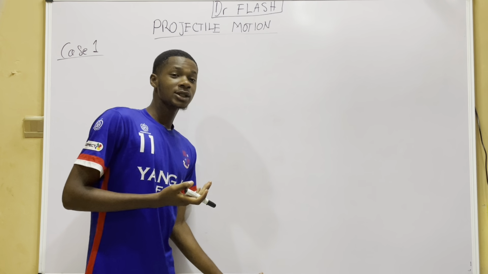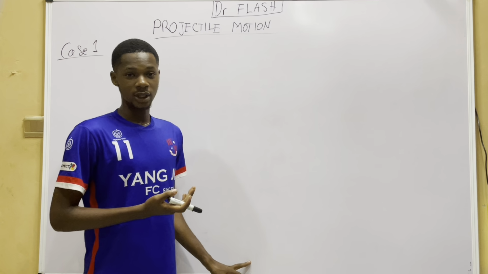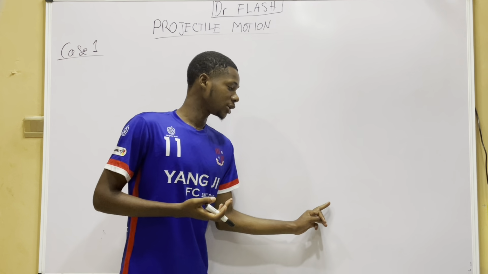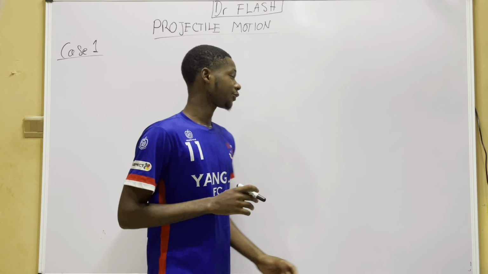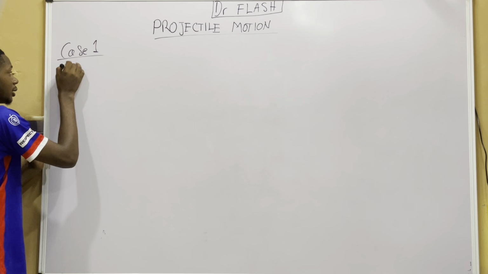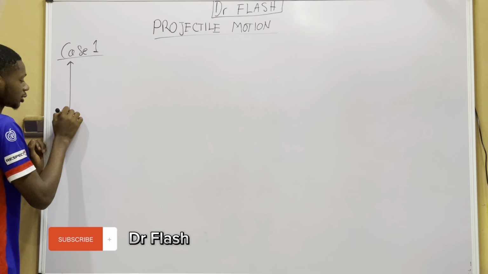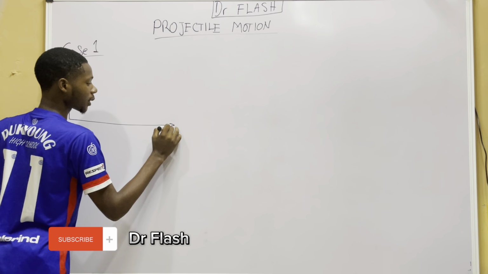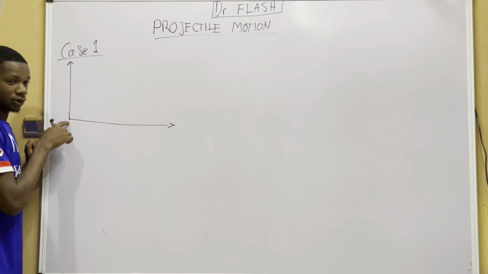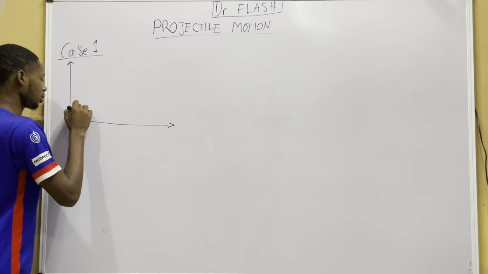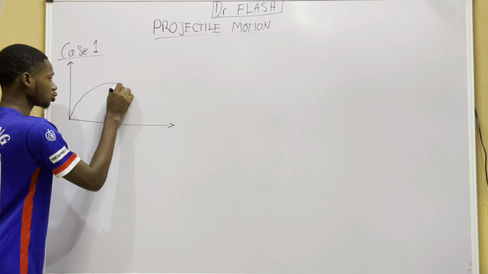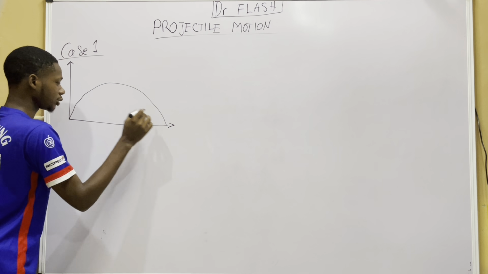It is projected at an angle to the horizontal or to the vertical. It travels through space and then it returns back to that same platform. So I'm going to draw a diagram here to illustrate what I'm trying to say. Here is the body at its origin, and then it is projected like this. It travels through space and then it returns back to the platform.